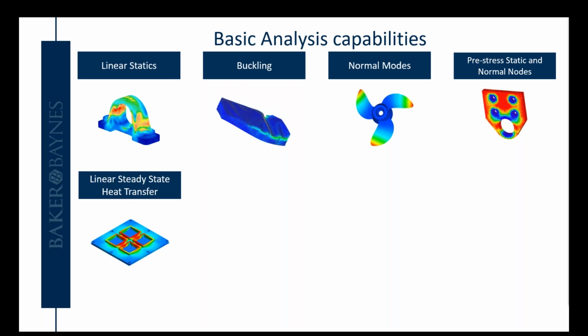Get the linear steady-state heat transfer analysis using the principles of conduction and convection heat transfer. Engineers can examine designs for equilibrium temperature distribution. Conduction, convection, and radiation are part of these capabilities.